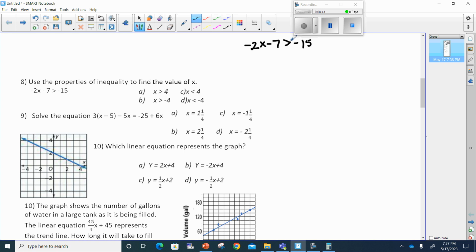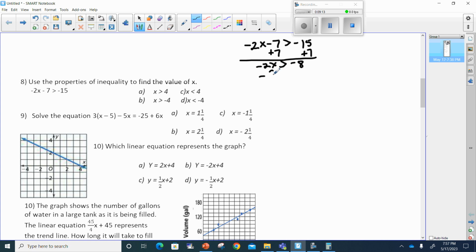To solve this, I'll treat this like an equal sign. I know x has to be solved last. Letter is last, so I'll get rid of the negative 7 with a positive 7. Whatever I add to one side, I add to the other. Now I have negative 2x that comes down, and it's going to be greater than, well, 15 minus 7 is 8. And remember, it's big number minus small number. Keep the sign of the big number.